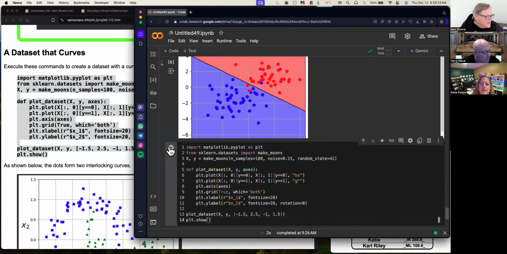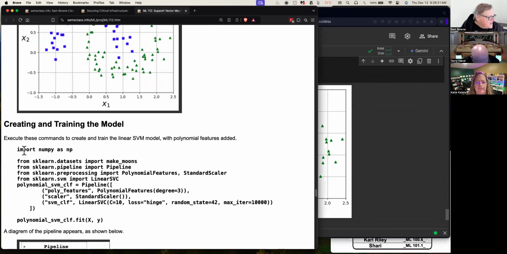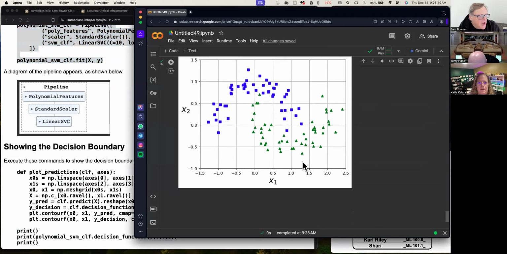Let's have curvy data. There's this thing called moons that creates curvy data, where the blue ones are up there and the green ones are down here. Now, if you try to make a linear support vector machine model here, then what you can do is add polynomial features. See, now what I do is instead of just trying to fit a straight line to separate these, which is pointless, you include more dimensions. Now, you don't just have x1, you calculate x1 squared and x1 cubed, and x2 squared and x2 cubed, so you have a six-dimensional space. And in that six-dimensional space, it's now a straight line.